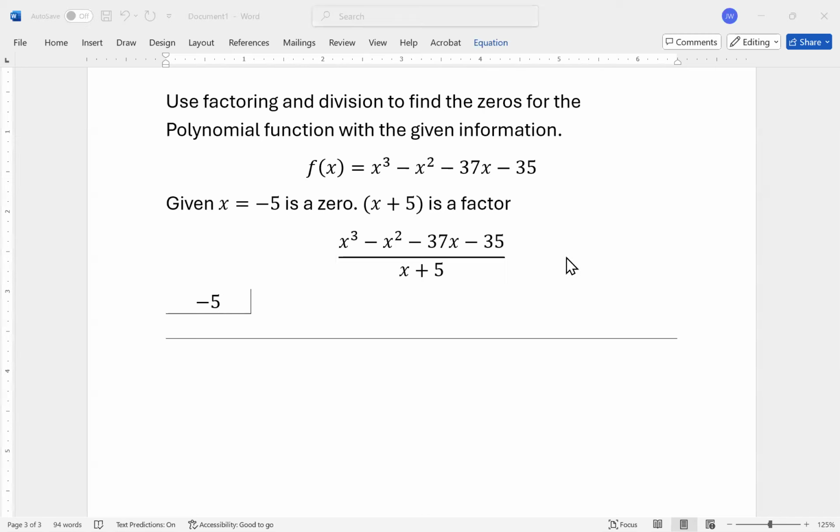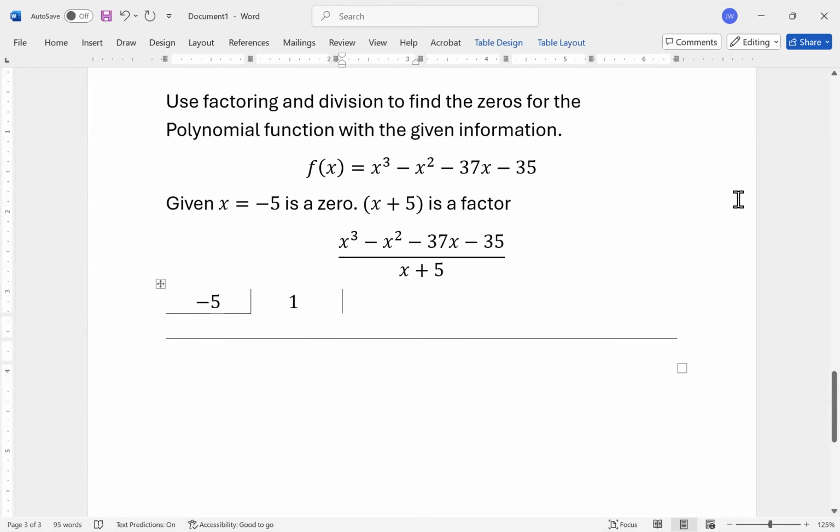Okay, so I'll do this. Here we have this cubic polynomial function, and we know x equals negative 5 is a 0. That means x plus 5 is going to be a factor of f of x. So I know that x plus 5 will nicely divide x to the third minus x squared minus 37x minus 35. When I say nicely divide, what we mean is we'll have remainder 0. I'll use synthetic division to do my dividing. That goes a little bit quicker.